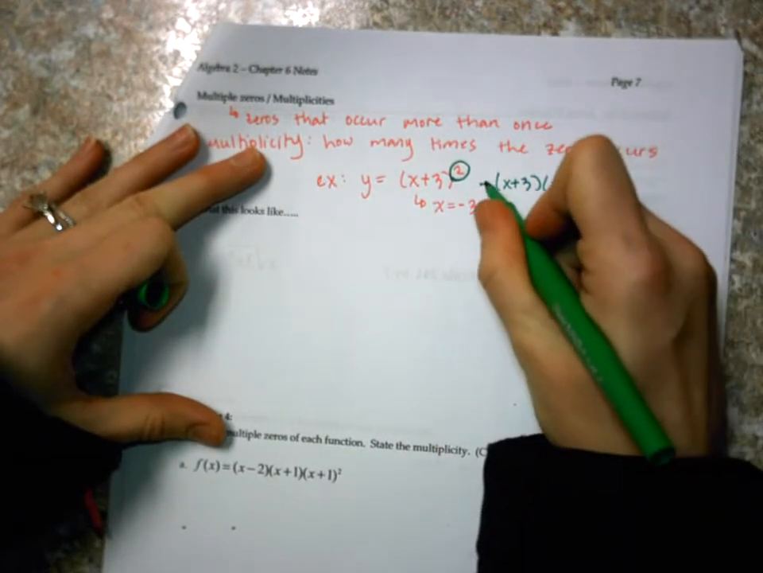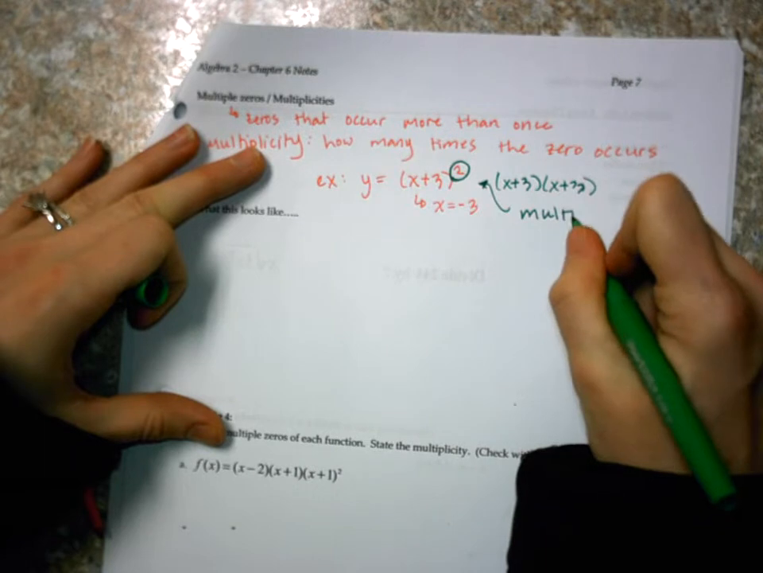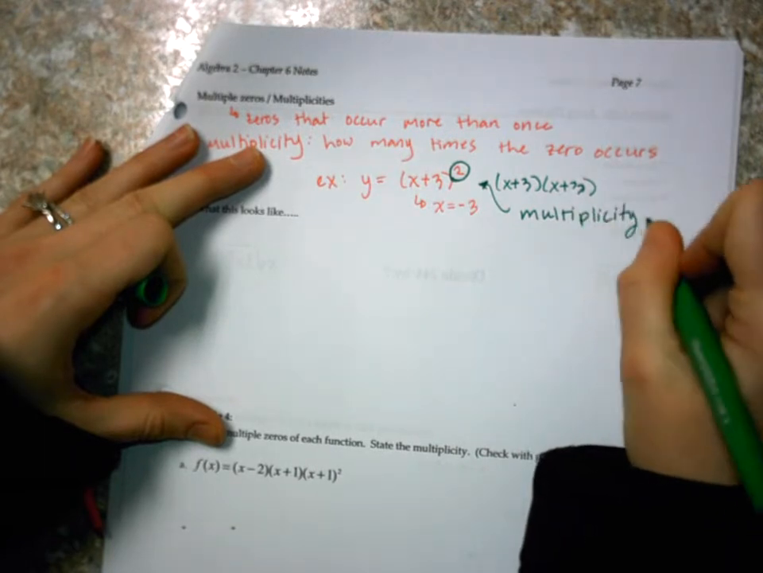What would the multiplicity be? The multiplicity would be how many times it occurred. So the multiplicity here would be 2.